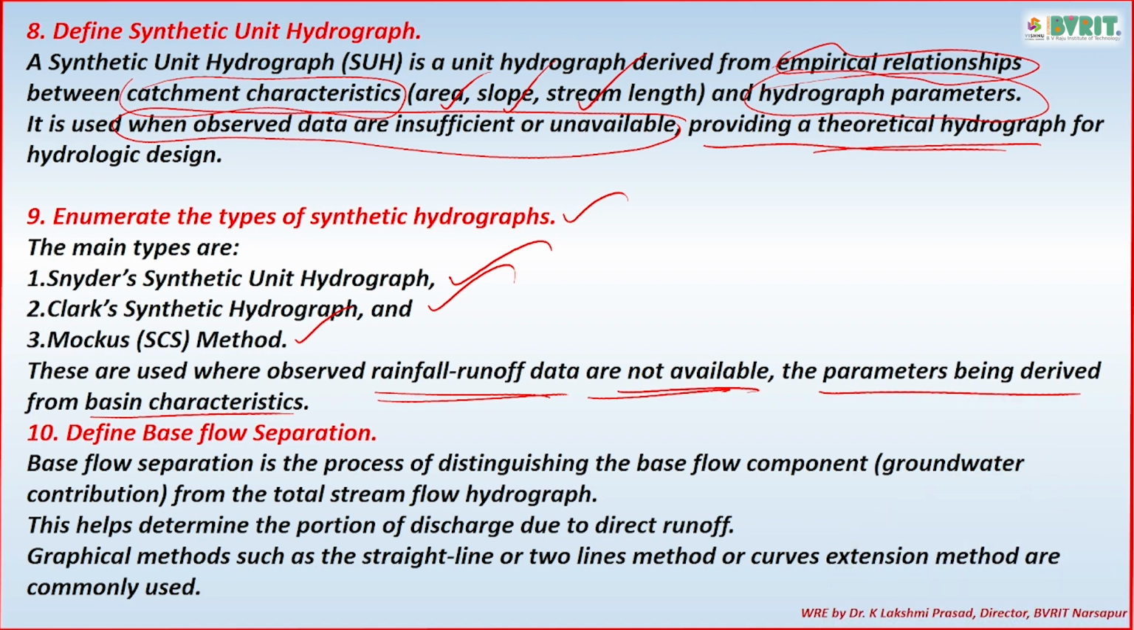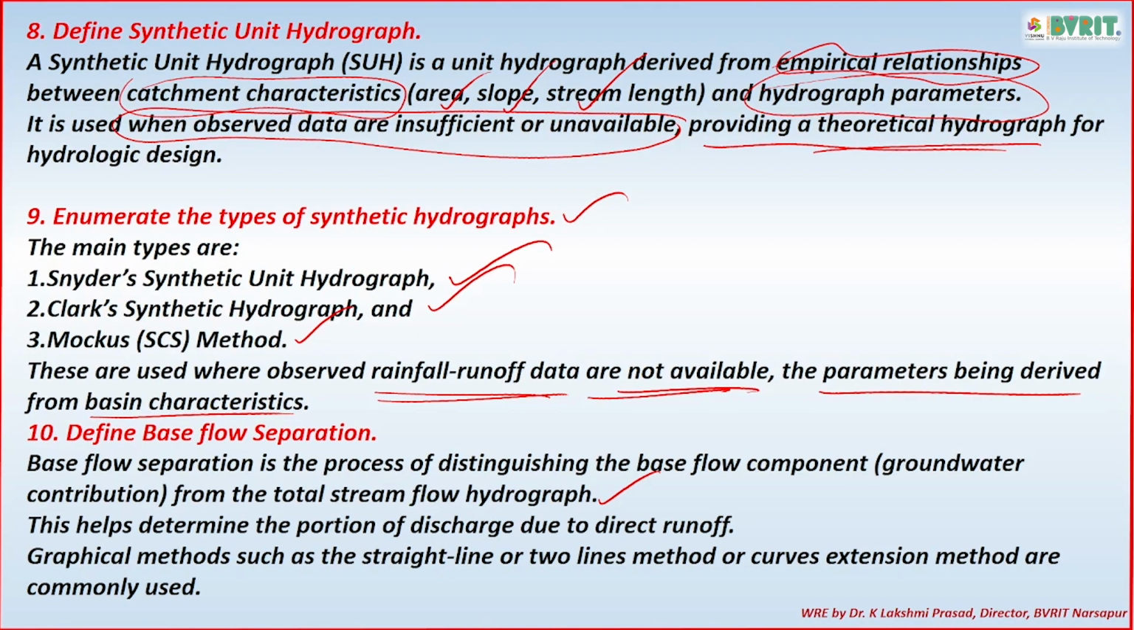Then define base flow separation. Base flow separation is the process of distinguishing the base flow component. Base flow component means what? The groundwater contribution from the total stream flow hydrograph. From the total stream flow hydrograph, if you separate the base flow, that means we distinguish base flow and direct runoff. That is what we call it.